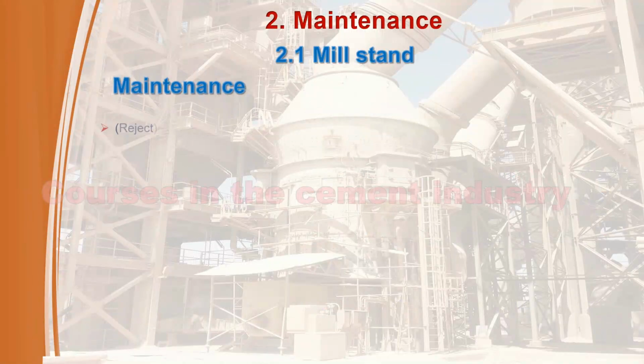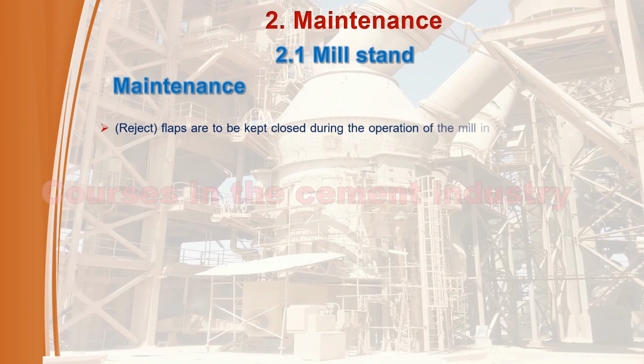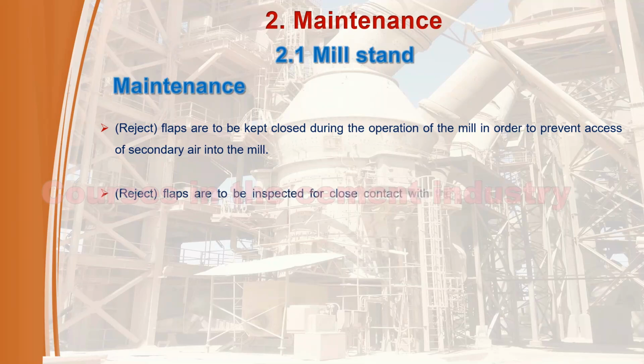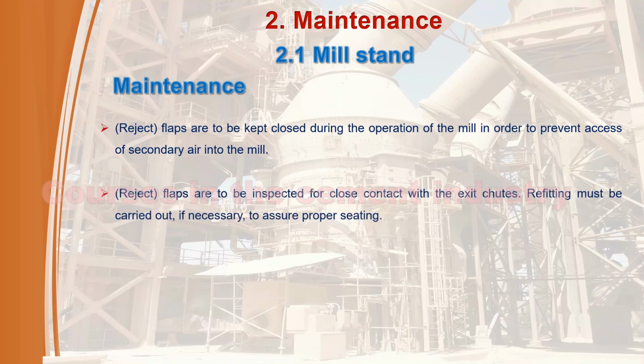5. Reject flaps are to be kept closed during the operation of the mill, in order to prevent access of secondary air into the mill. 6. Reject flaps are to be inspected for close contact with the exit chutes. Refitting must be carried out, if necessary, to assure proper seating. 7. Reject flap seals are to be inspected for wear and exchanged if necessary.